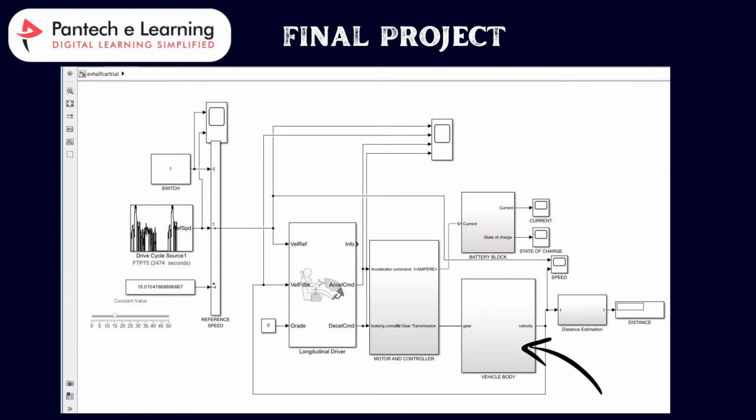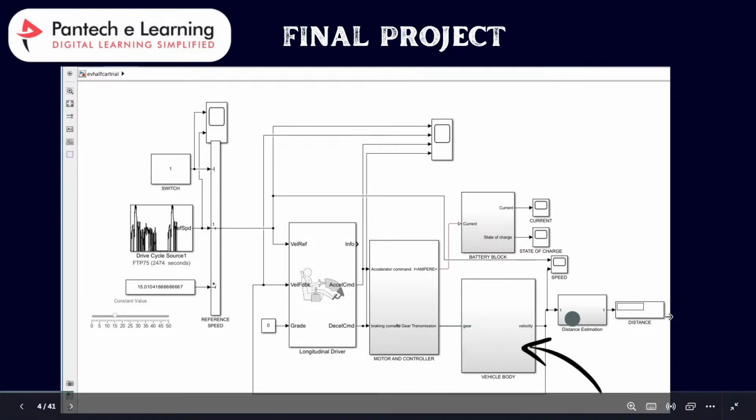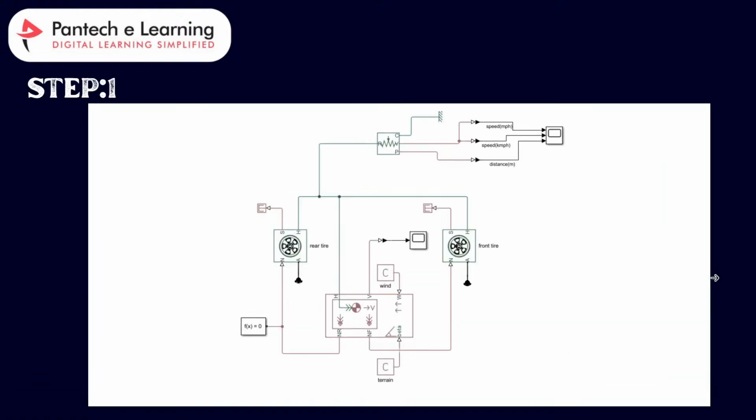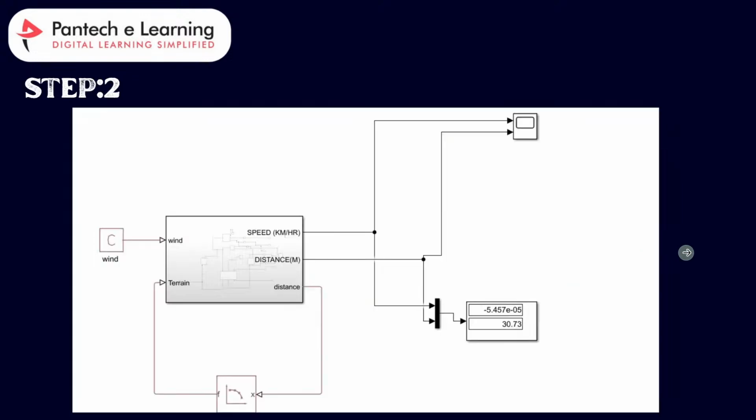So in our last session, this is the final project of our EV design 21 days masterclass series. This is the EV half car trial model. So finally you are going to make this MATLAB Simulink model, the EV half car trial model. First you have to create the vehicle body subsystem. This is step 1. We have already done this model in MATLAB Simulink, so today we are going to additionally add terrain effects.